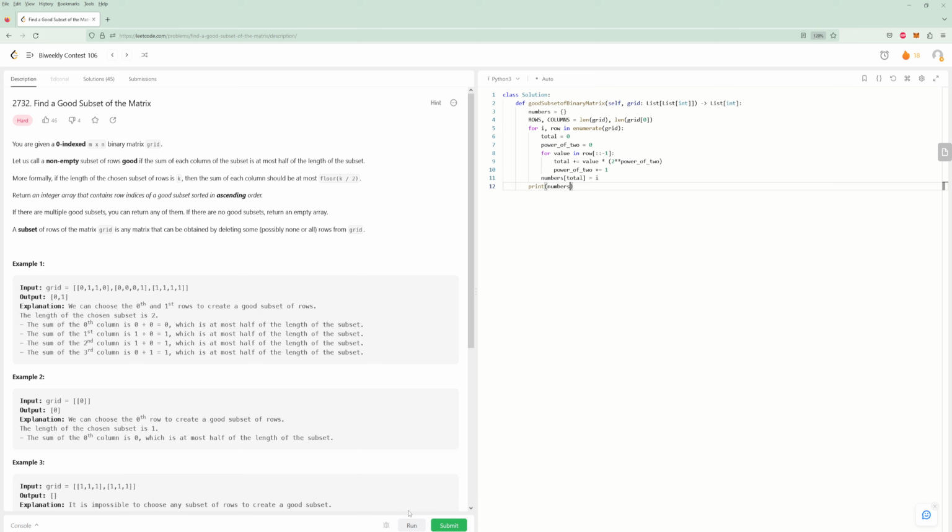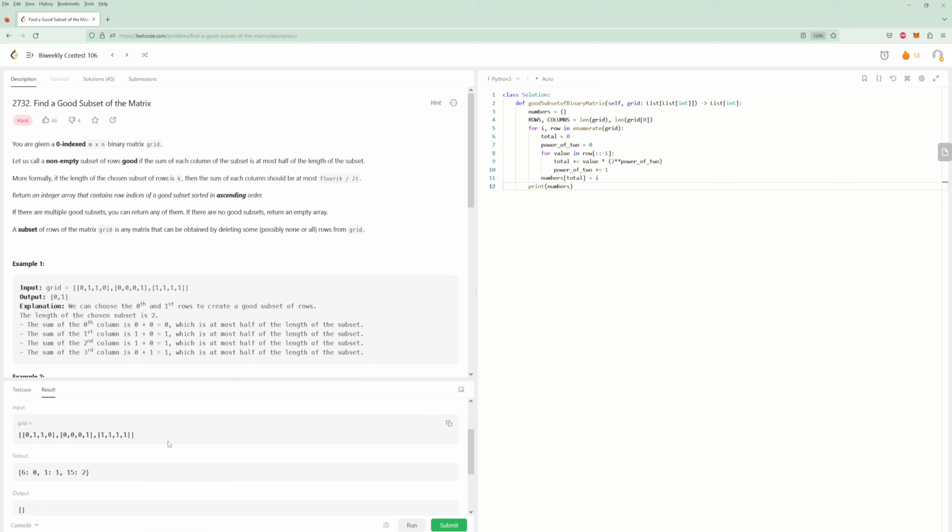That should be right. It's kind of early in the day, so I'm a little tired and doing some stupid stuff. So let's take a look. So we have 6 at index 0, which is correct. We have 1 at index 1, which is correct. And we have 15 at index 2. Yep. Okay, so perfect. So that's exactly what we want.